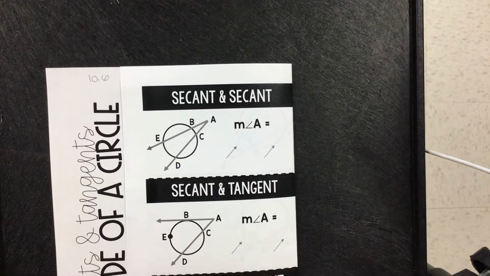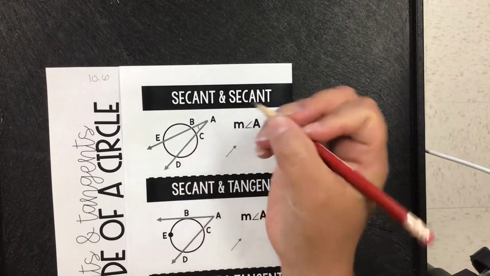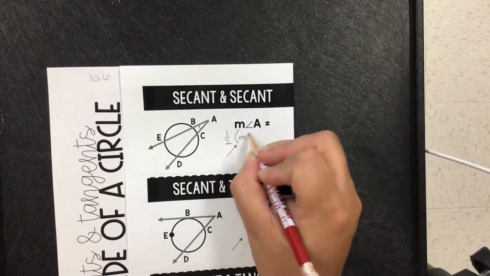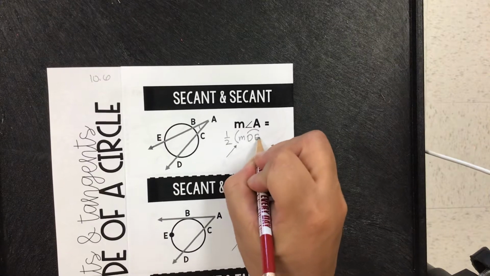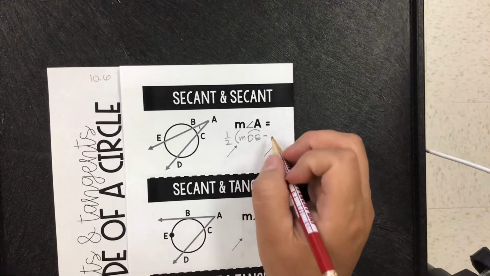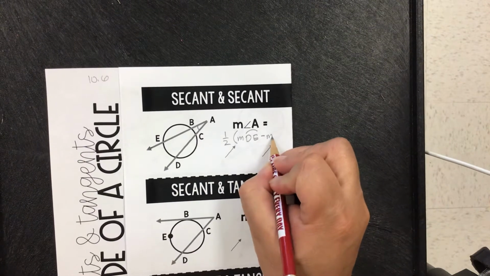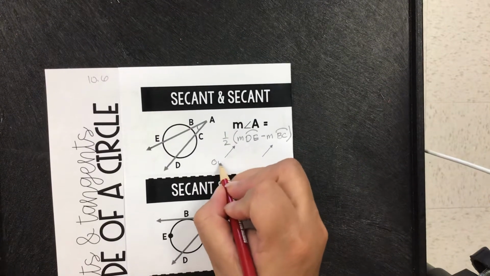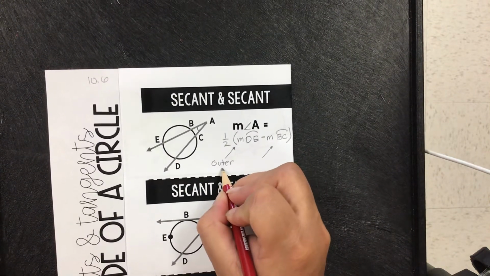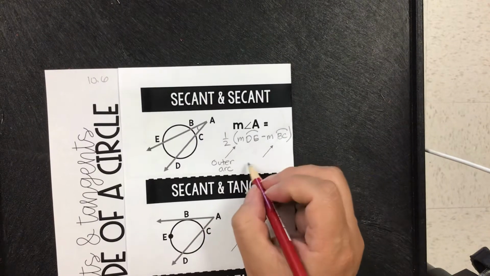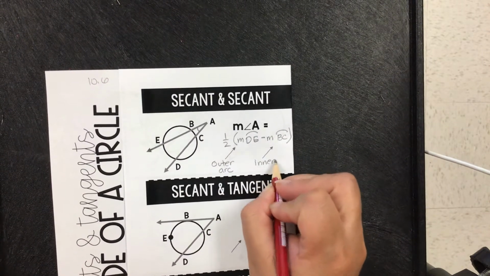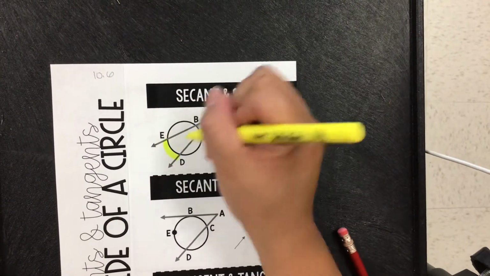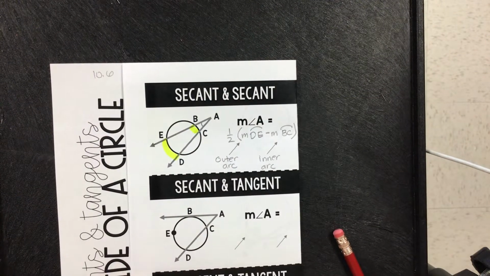And secant, what it means is that this angle right here, this little tiny angle A, is created by 1/2 of the measure of the arc DE minus, so when they're on the outside, it's minus the measure of the arc BC. So you take the outer arc and you subtract the inner arc. What does that mean? That means this right here, this arc minus this arc.